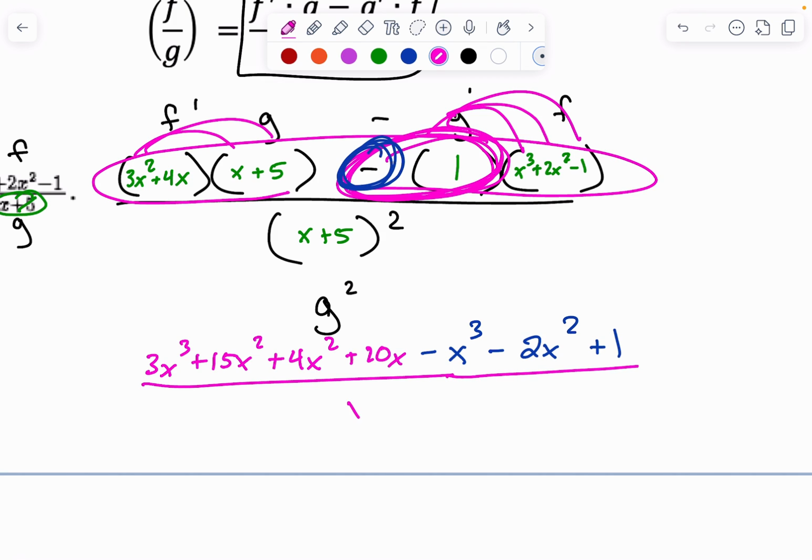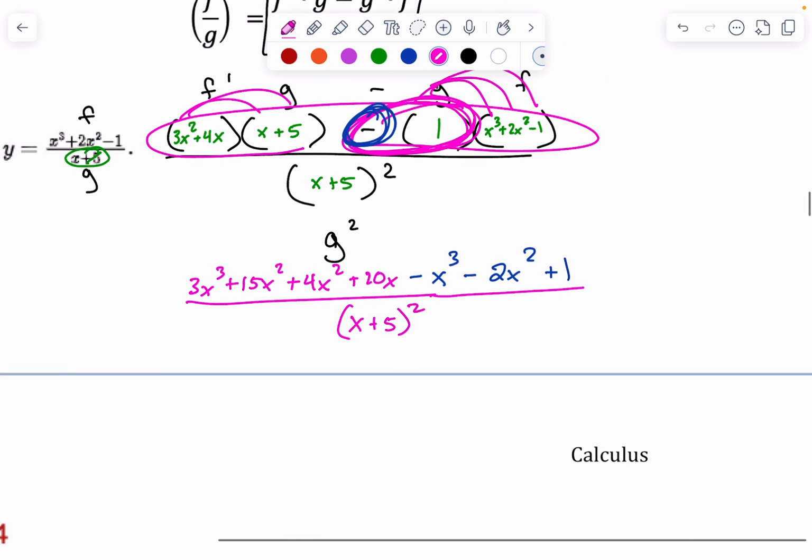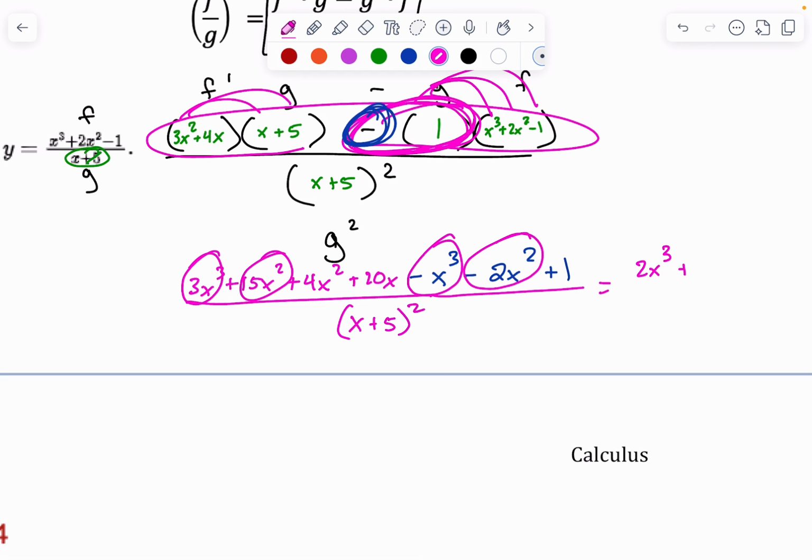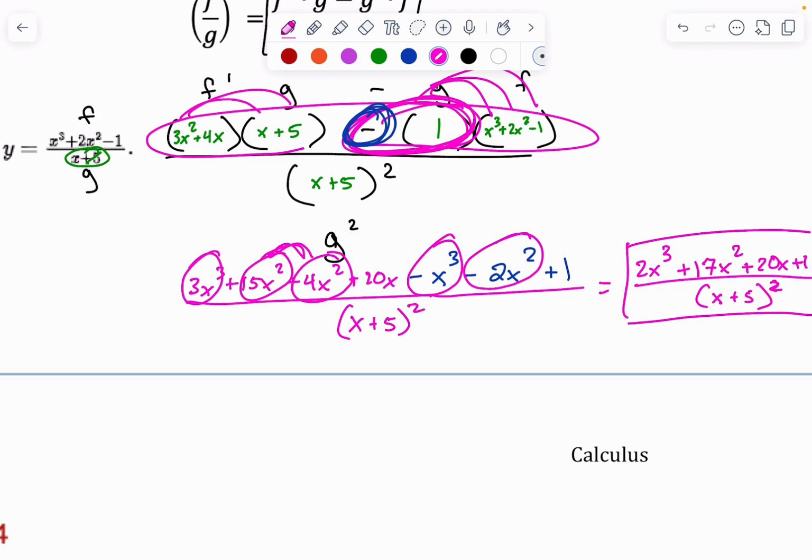Okay, and then on the bottom we've got x plus 5 squared. I'm going to put like terms together and then call it good. Okay, so 3x cubed minus x cubed is 2x cubed. 15x squared minus 2x squared is 13x squared. Then, oh wait, we got a 4x squared too. Hold on, this guy. 15 and 4 makes 19, and 19 minus 2 is 17x squared. And then plus 20x plus 1. That's what you should get on the top. On the bottom, x plus 5 squared, and we are done. That is what my derivative is. Now, keep in mind, a derivative is the slope of a tangent line, right?